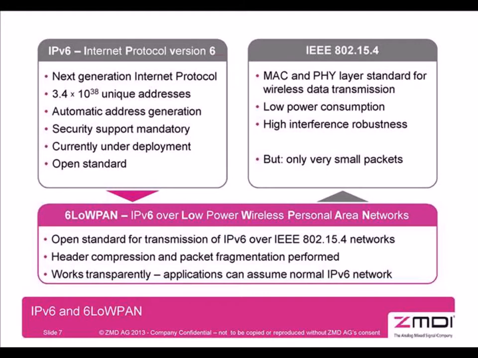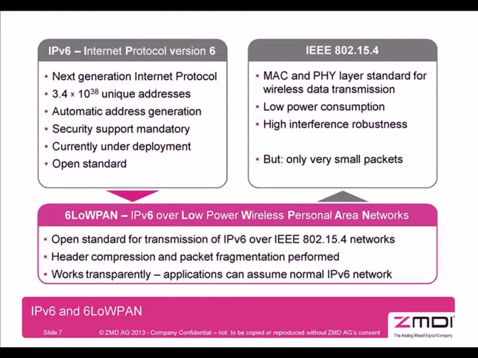We have a header of 40 bytes, and if we want to employ this on such low power networks like IEEE 802.15.4, we have to make some header compressions. So for this, the 6LoWPAN standard was developed. So it's an open standard. This open standard describes how we can transmit, and the main advantage of 6LoWPAN is that it works completely transparent.